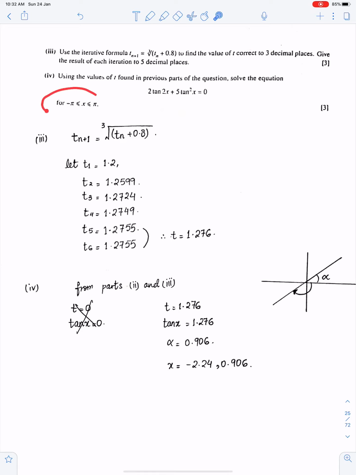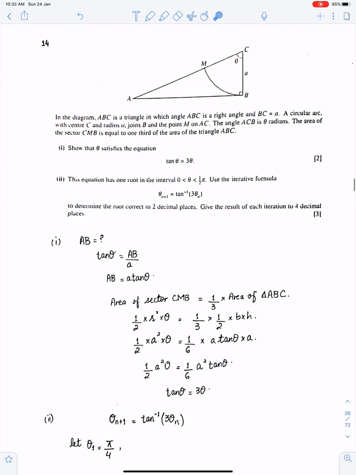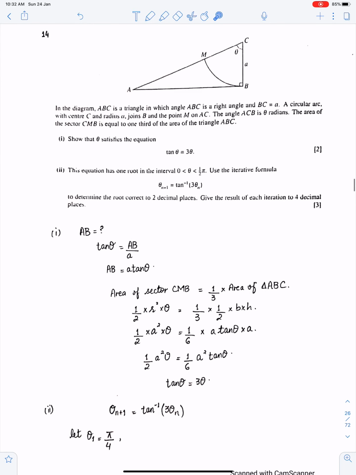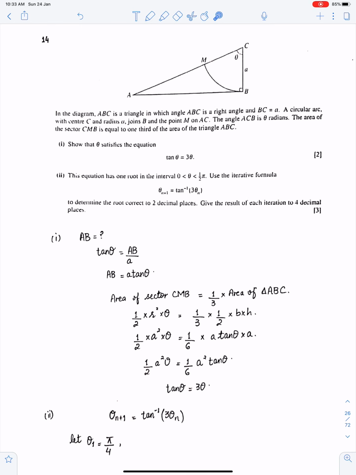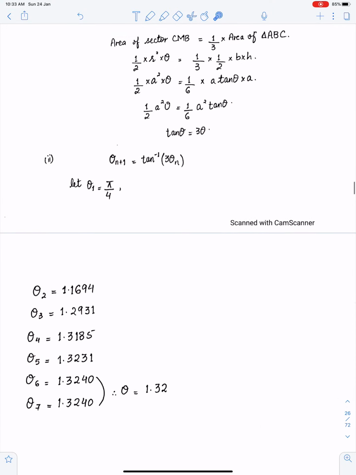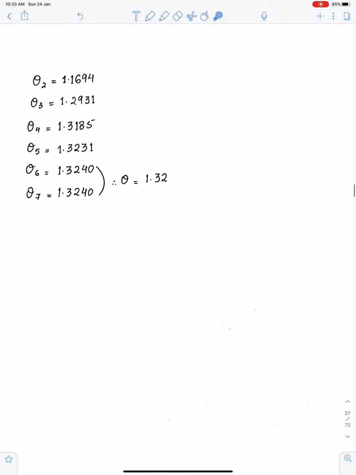We had to work according to this domain. I'm leaving this question 14 because it is similar to question 8. You know how to show this. If you want to take the screenshot, you can. And the second part is simple. We just need to use the iterative formula to get the answer.